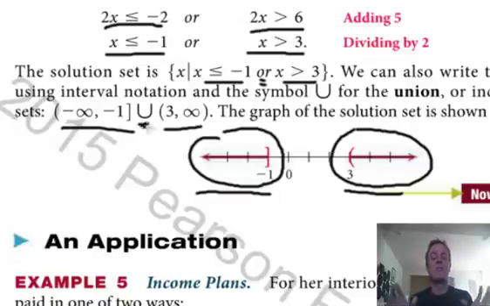Sometimes it's a union of these two. You can think of it as this one or this one, but that's the union. And that's how you do it. So that's how you do those, and how you write the answers.